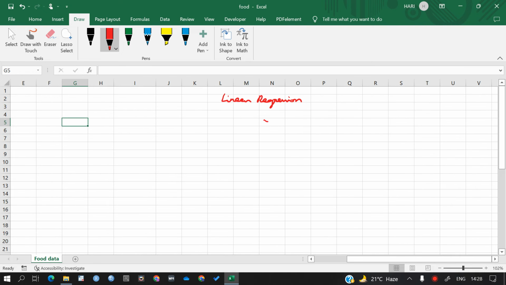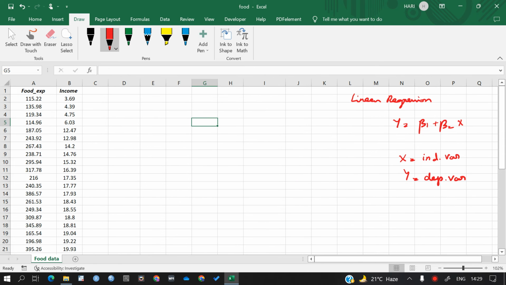So to begin with, y is equal to beta 1 plus beta 2x. This is the general form of the linear regression. In this, x is the independent variable and y is the dependent variable. So that means a unit change in x affects the y variable, that is dependent variable. So the changes in the dependent variable is caused by a unit change in the independent variable, that is x variable. So in our model, food expenditure is the y variable, that is dependent variable, and income is the x variable, that is independent variable.